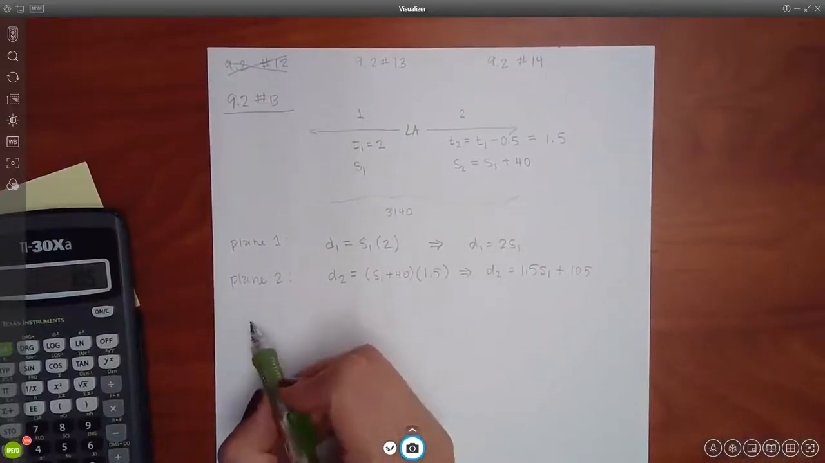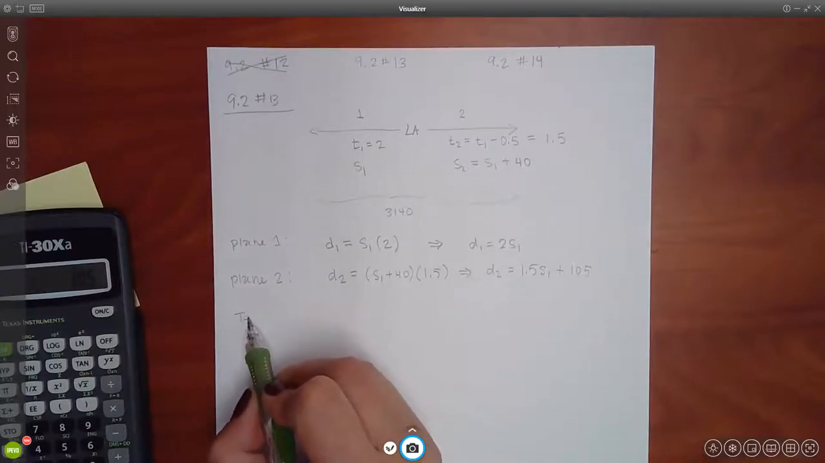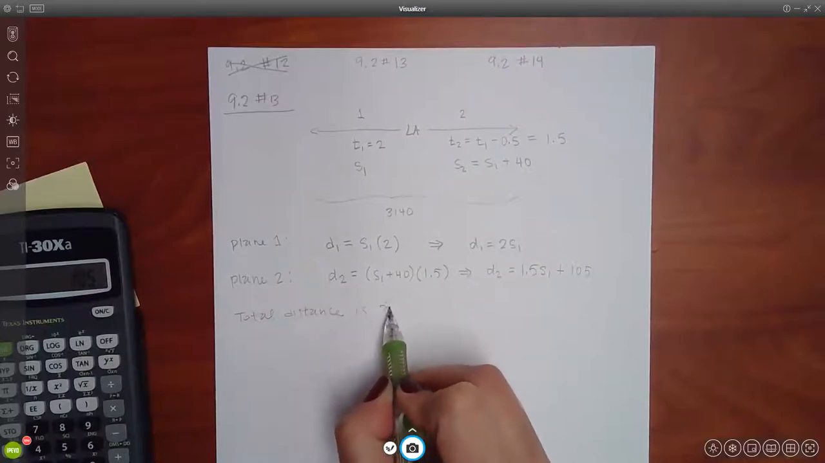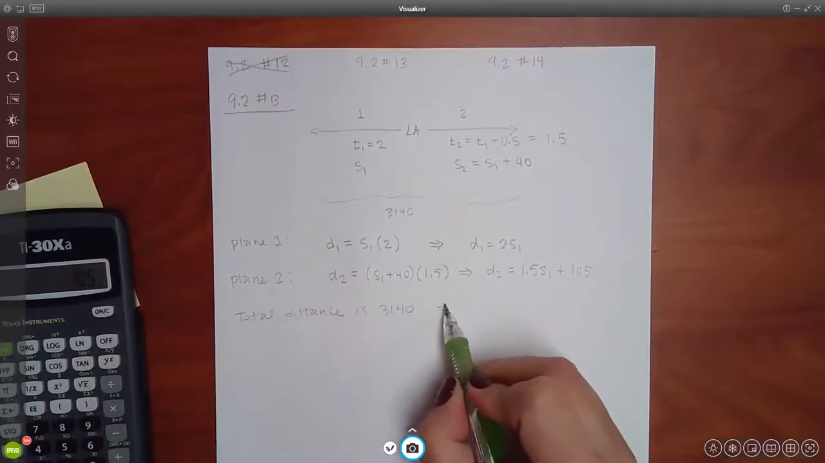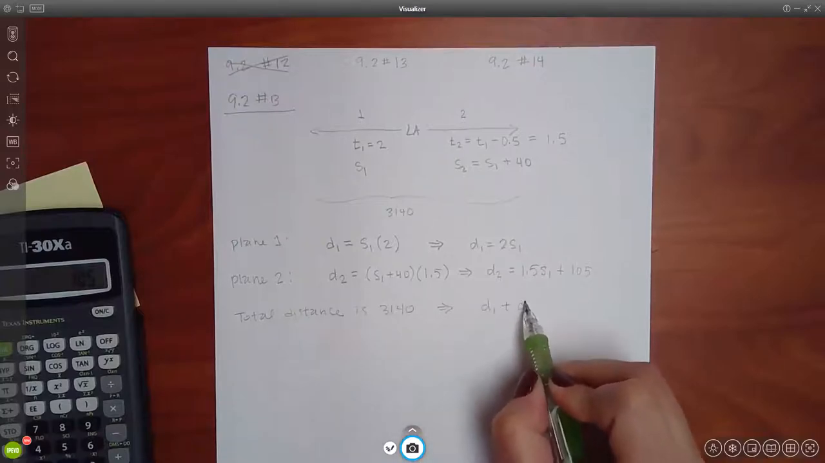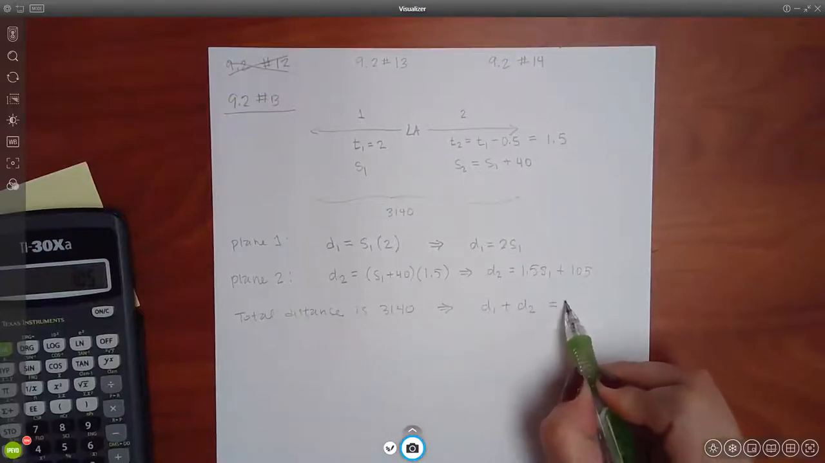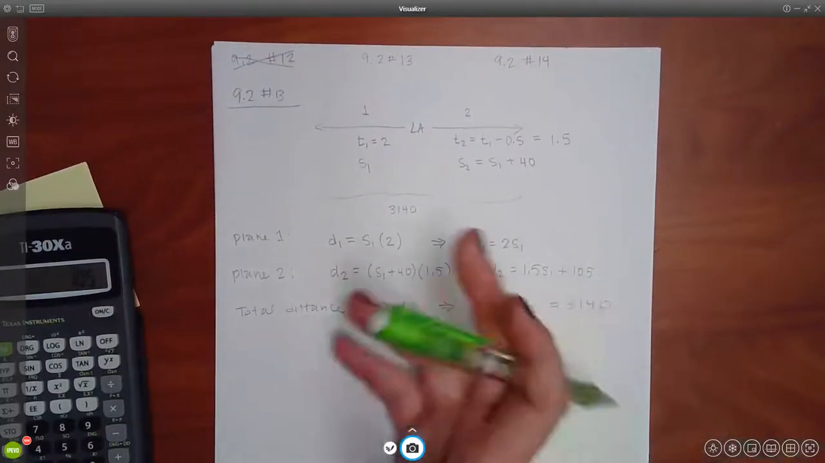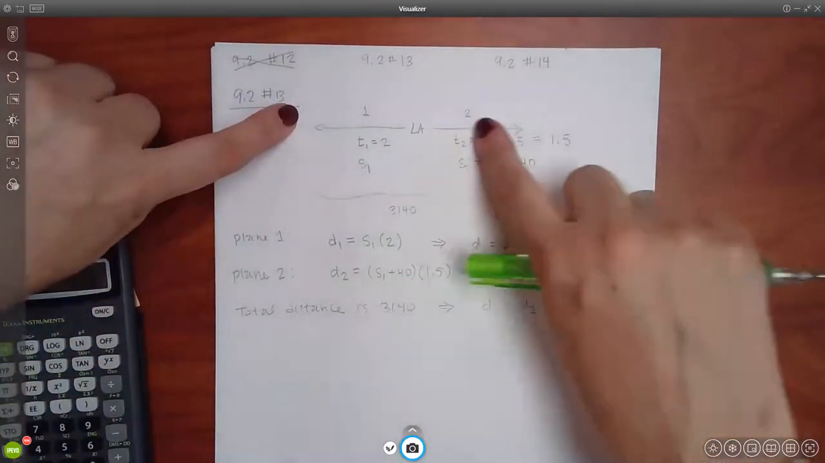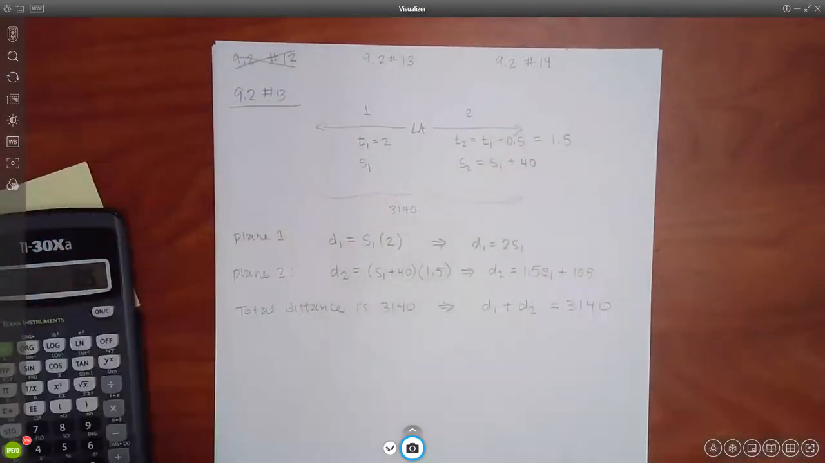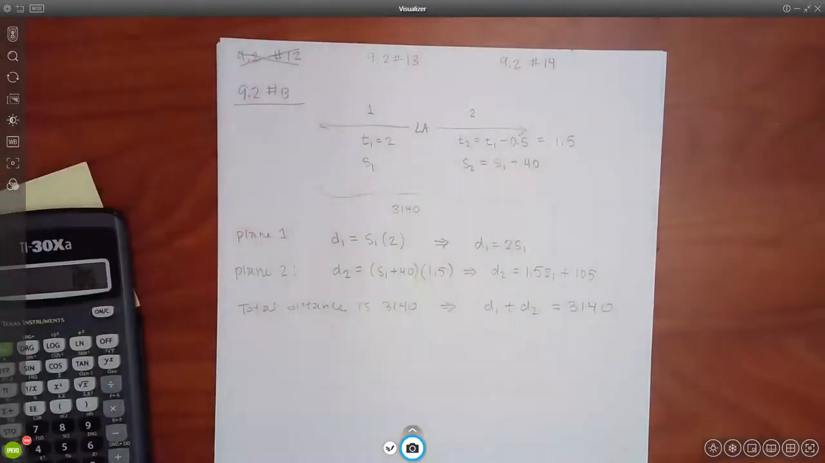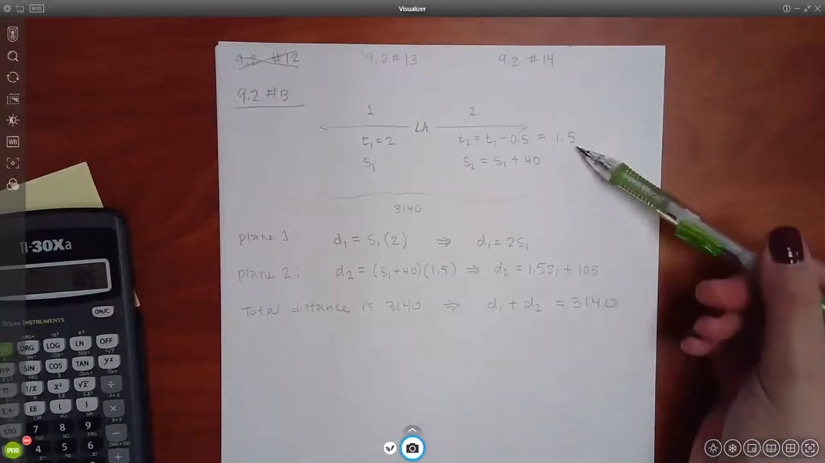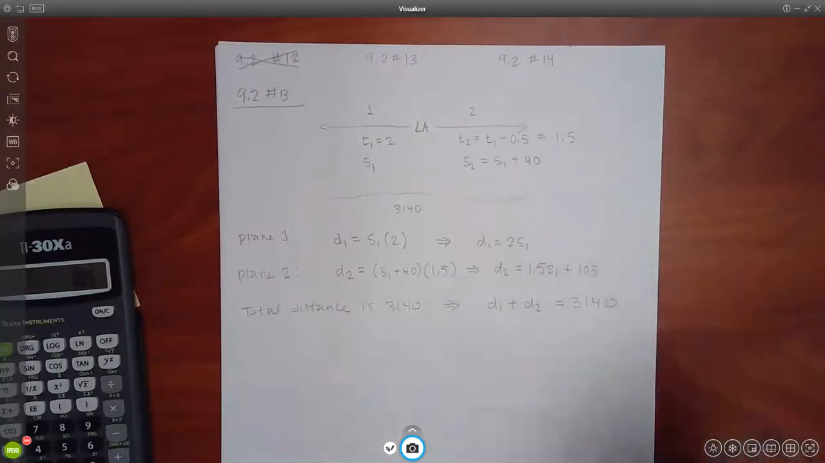Now, here's another thing I know. I know that the total distance is 3140 kilometers, which means that D1 plus D2, both of those guys' distances, should equal 3140, right? If this one's going this way, this one's going the other way, that total distance comes from his distance and his distance. I just don't know what they are individually. And considering that that one left earlier and is going faster, they're definitely not the same.